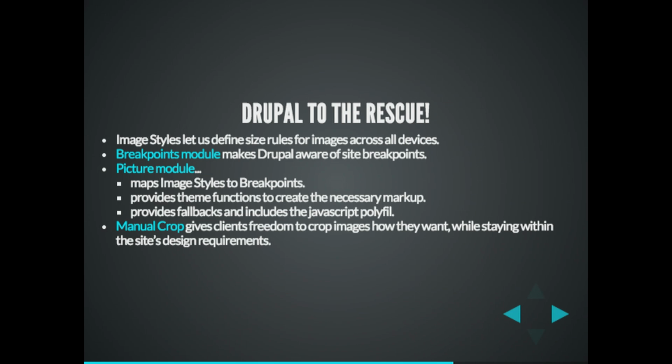And then we have the picture module, which acts as kind of the go-between. So picture module maps image styles to specific breakpoints. It provides theme functions to render all of that markup for us. And then it also includes the JavaScript polyfill. Because this is a newer technology, we kind of need to tell older browsers how to use it. So it provides the JavaScript fallback for us. And then the last thing we're going to look at is the manual crop module, which gives the users the control to actually distinguish the crops and the focal points of the images that they're uploading, so giving them the control back that they want as well.